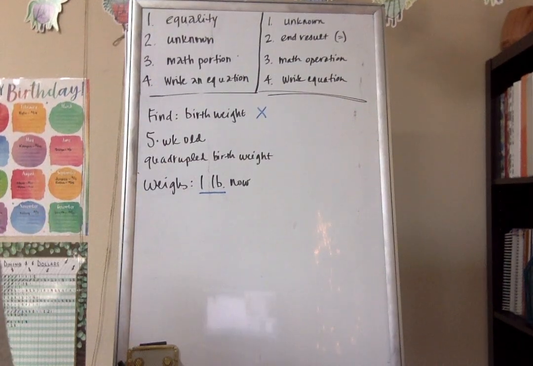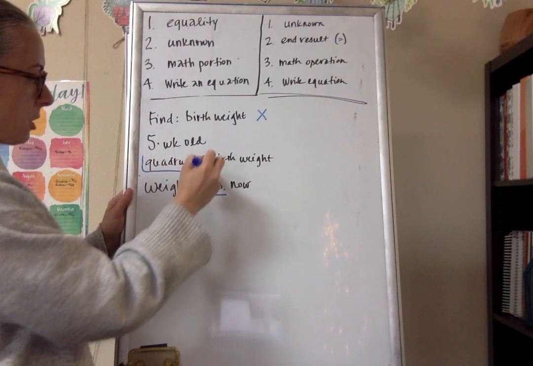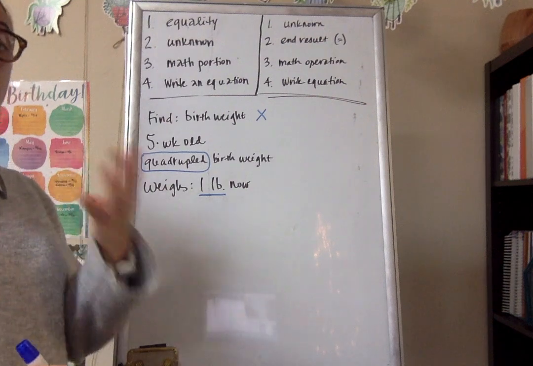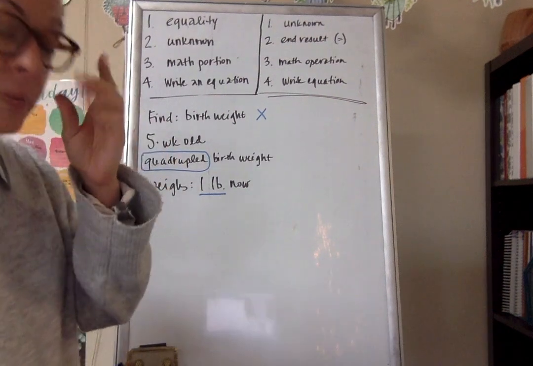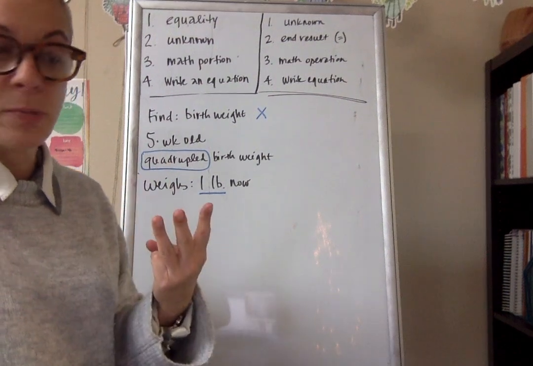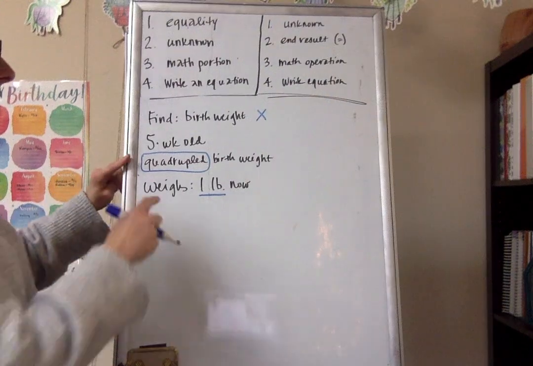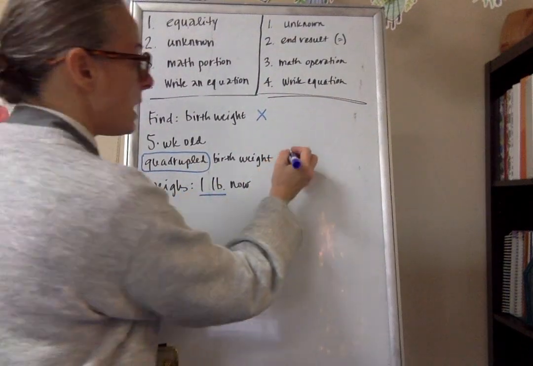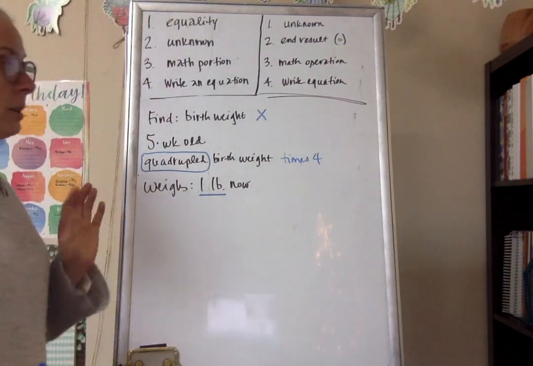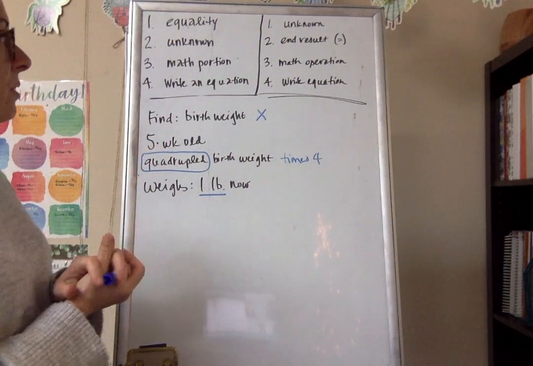We're looking for our math operation. And this is a key word right here. What does quadrupled mean? It means it's 4 times larger, right? If something doubles, it's twice as big. If it triples, it's 3 times as big. And if it quadruples, now it's 4 times as big. So this kitten has quadrupled its birth weight. So that means times 4. It's gotten 4 times bigger. So that's the math operation that we're probably going to do.